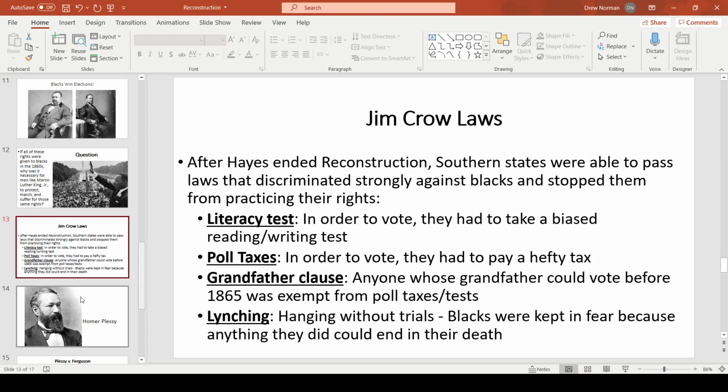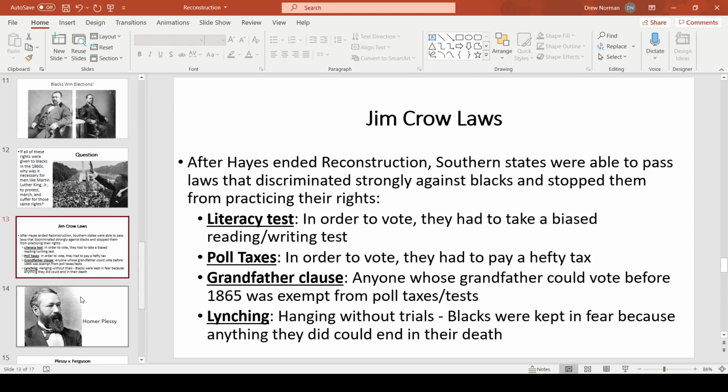And then for whites who maybe were afraid they couldn't pass the literacy test, or maybe didn't have the money to pay the poll taxes, many southern states passed something called the grandfather clause that said if your grandfather could vote before 1865, you were exempt from poll taxes and tests. Well, no blacks were enslaved... rather, no whites were enslaved before 1865, so every white in those states would be exempt from paying those taxes or taking that test. But as you may have easily guessed, African Americans' grandfathers were probably slaves, and so they would have to take that test and pay that tax.